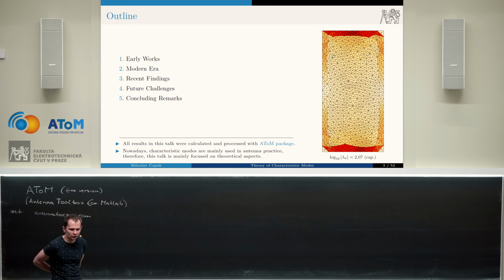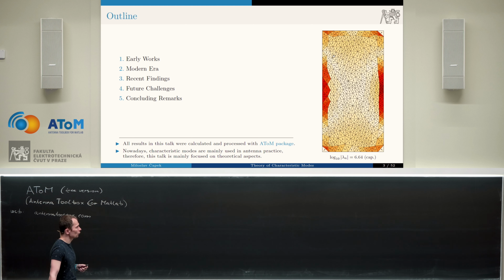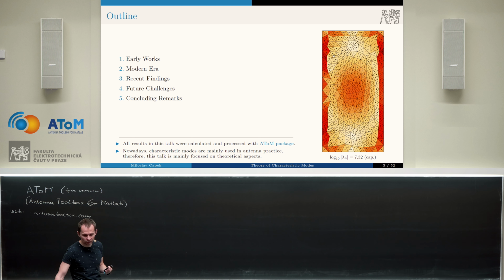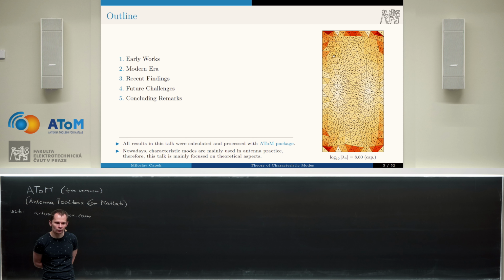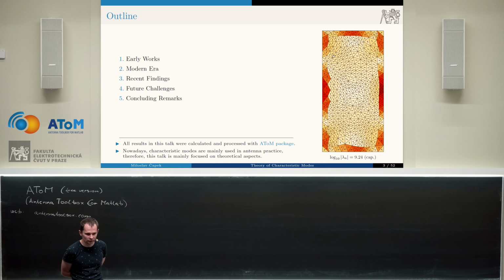Finally, on the right, what you can see is a rectangular plate, and this example I will use quite often today to demonstrate the different parts of the theory. For this shape, you can see how different characteristic current densities look. Below, you can also see the absolute value of the eigenvalue and also the type of the characteristic mode, either capacitive or inductive. This is something I will explain in detail during this talk.